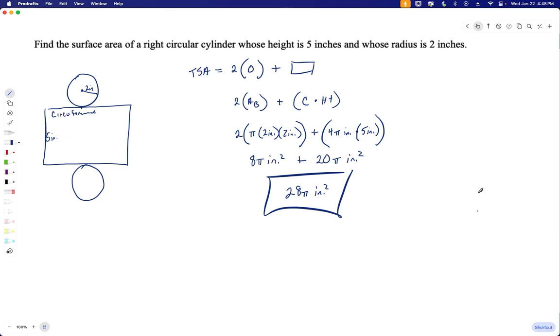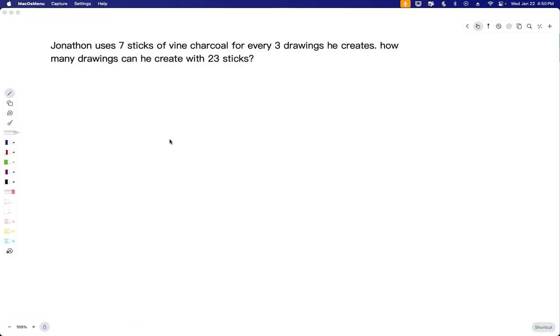Okay. All right, I think that was the last one for this lesson. Let's look at the next lesson. This is from lesson 75. Jonathan uses 7 sticks of vine charcoal for every 3 drawings he creates. So he's got 7 sticks for 3 drawings. How many drawings can he create with 23 sticks?